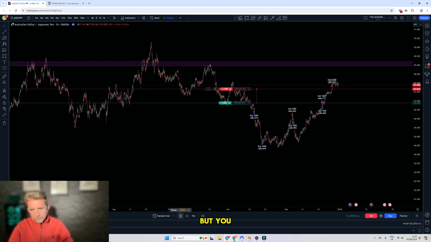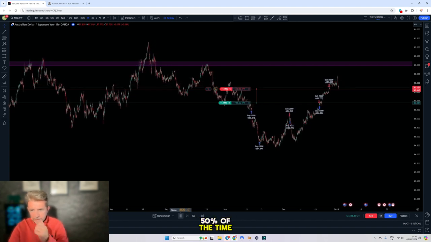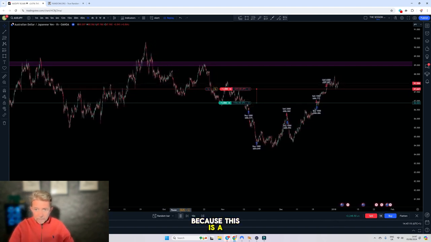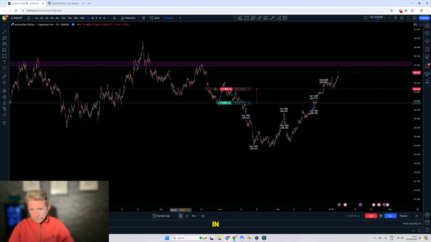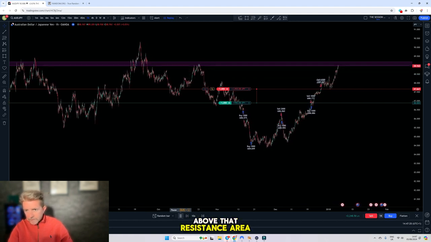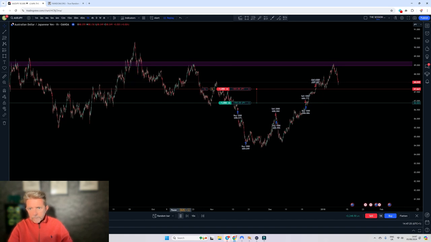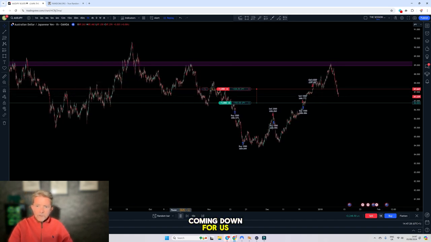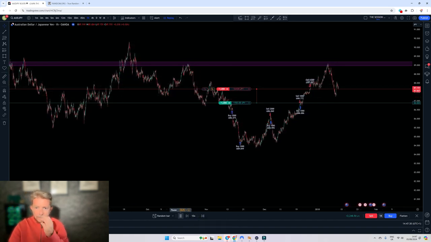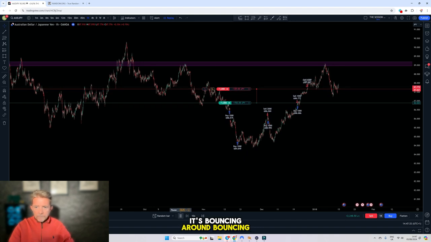Okay. I personally expect the market to bounce up. But you can never be right more than 50% of the time because this is a random business that we're in. Now, if that closes above that resistance area, then we will add to the trade. Coming down for us, how far down will it come? It's bouncing around, bouncing around.